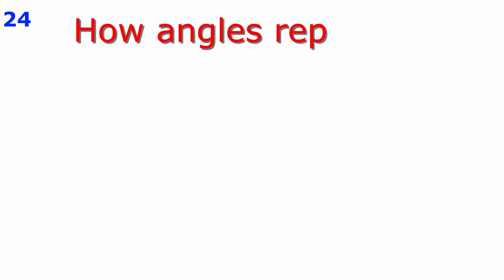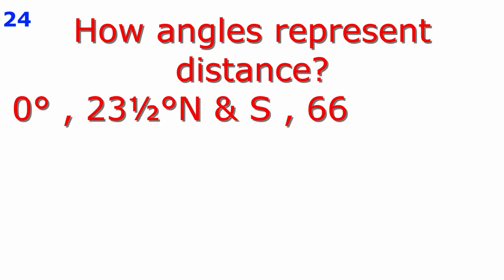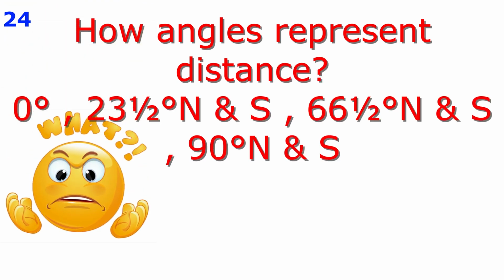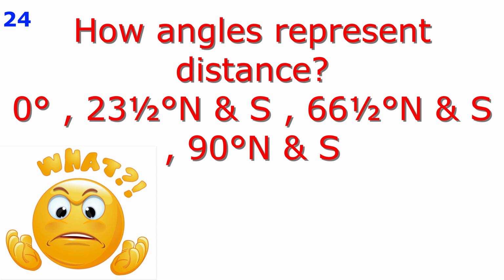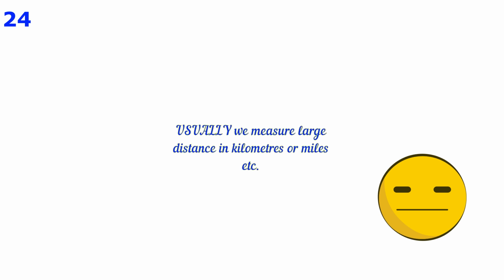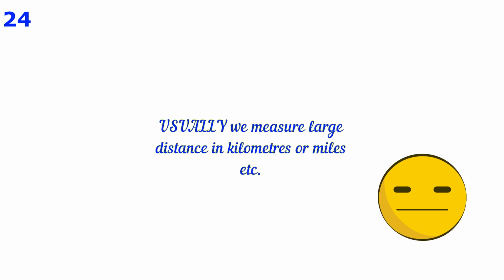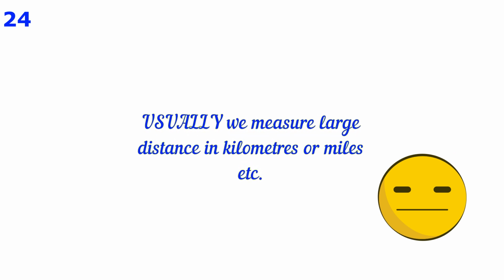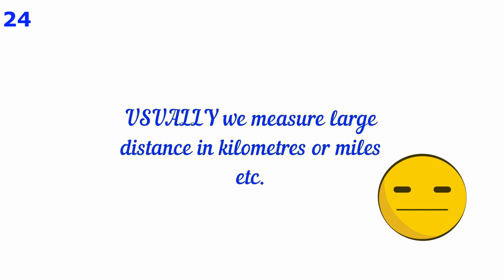But friend, 0 degree, 23.5 degree N or S, 66.5 degree N or S, or 90 degree N or S. What is this? Usually distance is measured in kilometers or miles, but in this case the distance is measured and expressed in degrees.